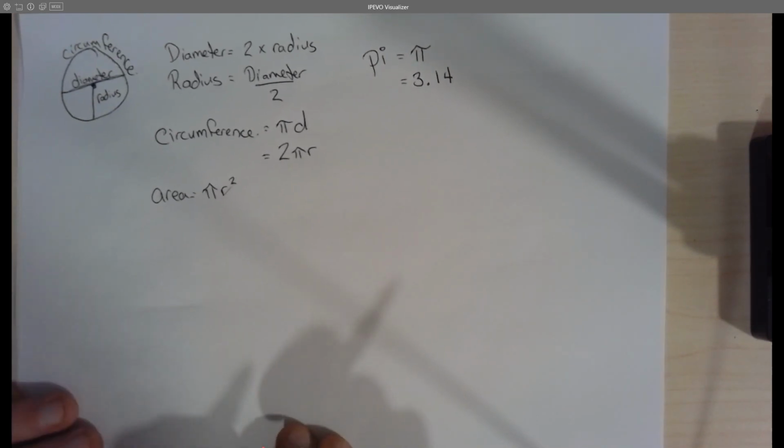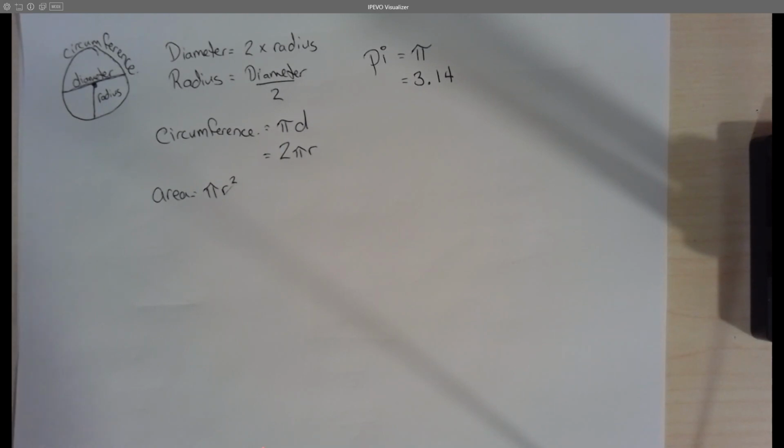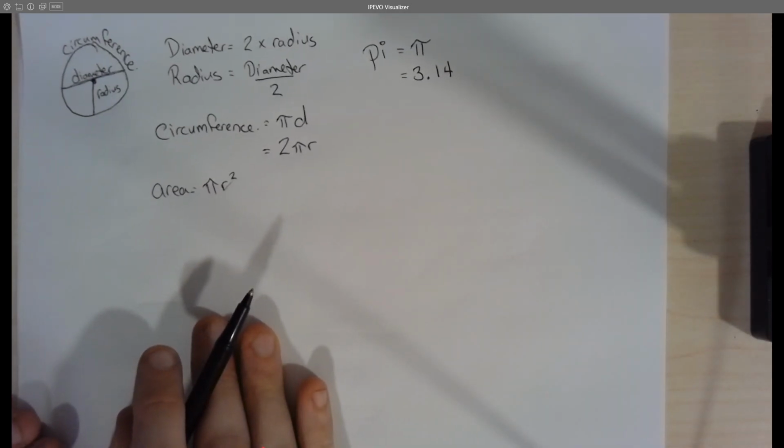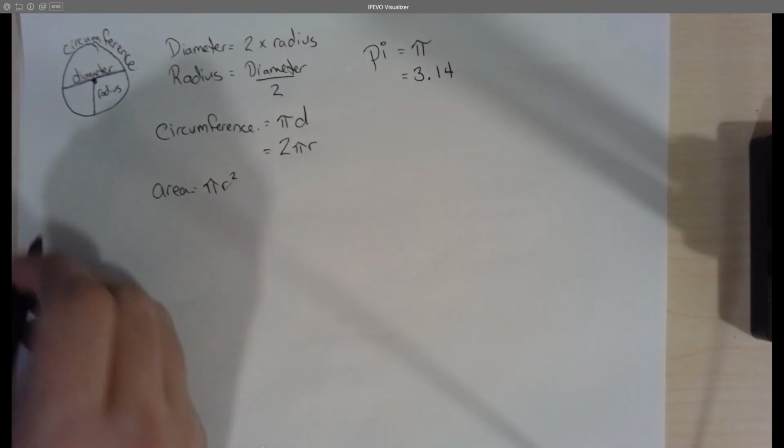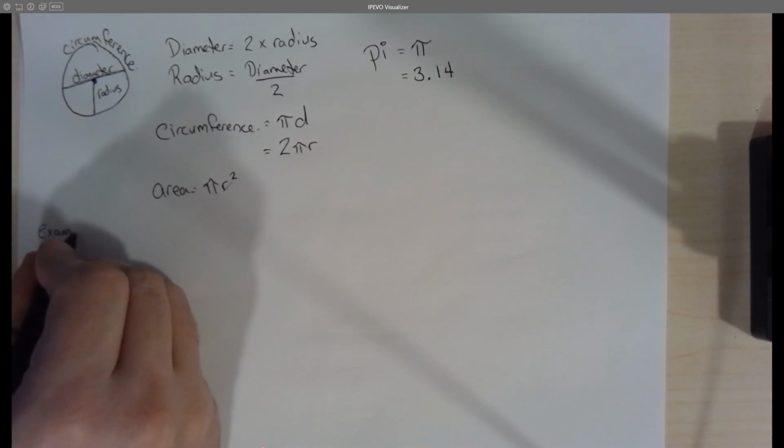All right, let's take a look. We have a number of examples that we're going to be going through, two main examples here, dealing with diameter, circumference, as well as area. So first, we have example 3.